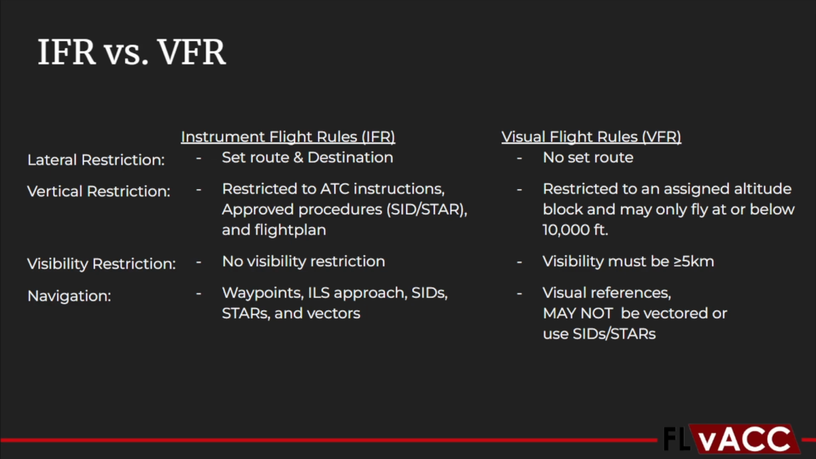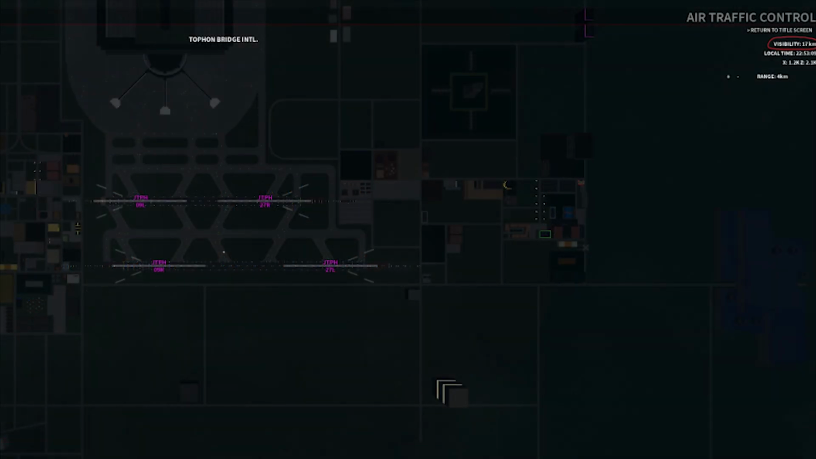The biggest restriction for VFR is visibility. Since aircraft under VFR, Visual Flight Rules, have to navigate and avoid planes visually, the visibility must be 5 kilometers or greater. From the ATC side, the visibility is available in the top right of the screen, as pictured here.